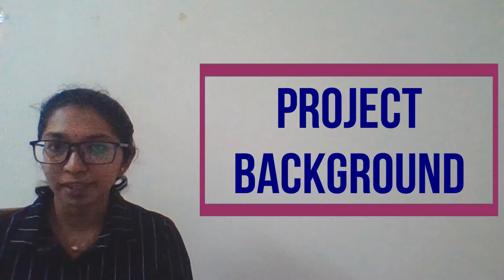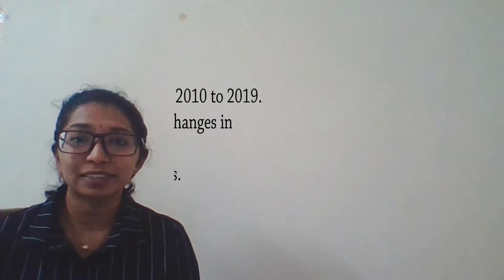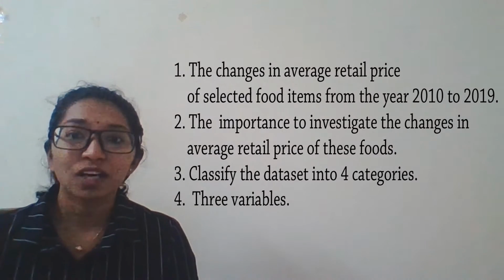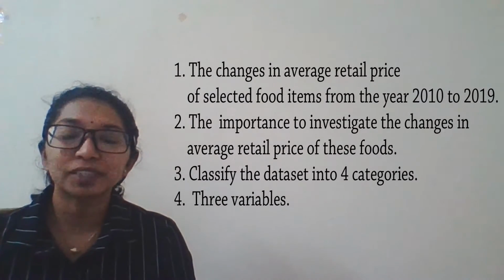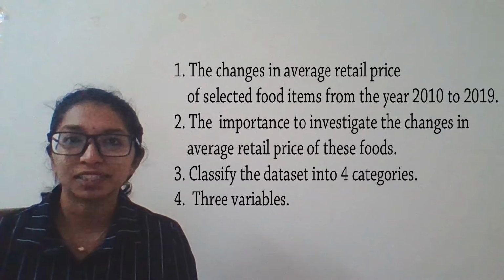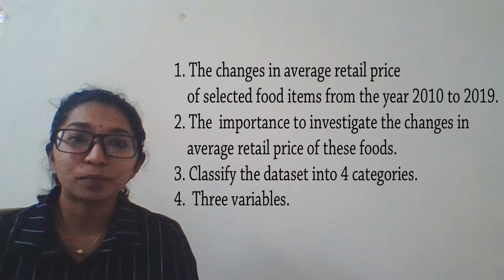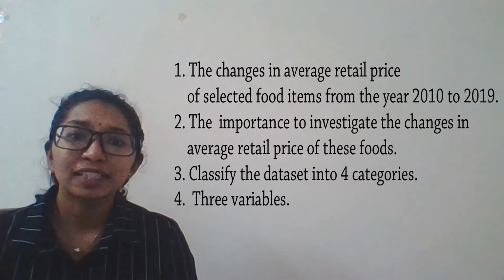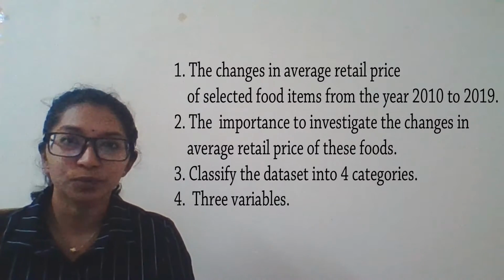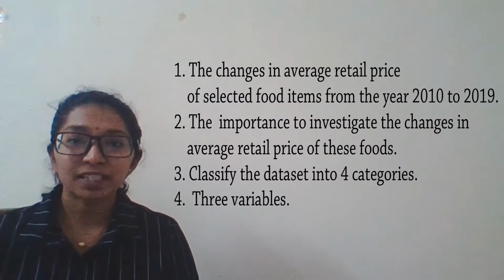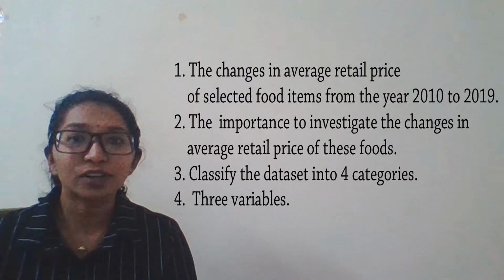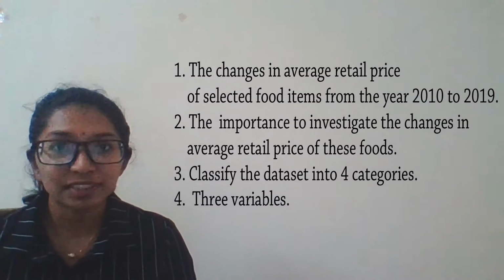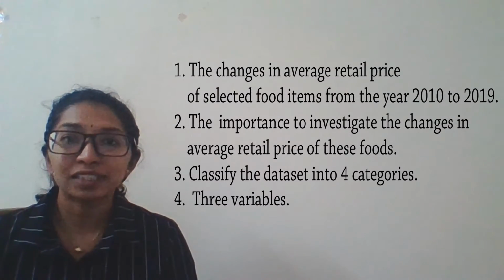Now we are seeing the background of this project. We have a few points. The first is the importance of this dataset, which is the changes in average retail price of the selected food items from the year 2010 to 2019. The second is the importance of investigating the changes in average retail price of this food. The third is that we have classified these datasets into 4 categories. And last but not least, we have 3 variables involved in this project.